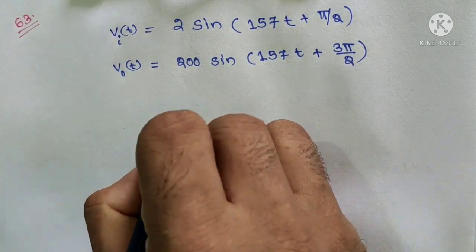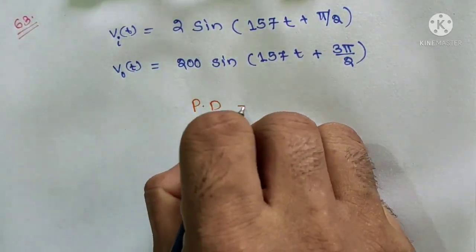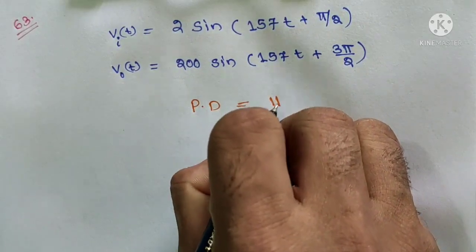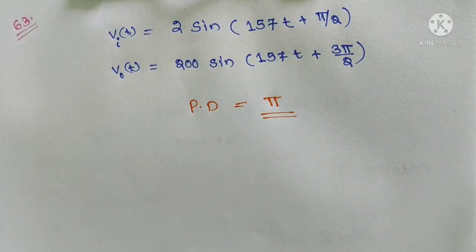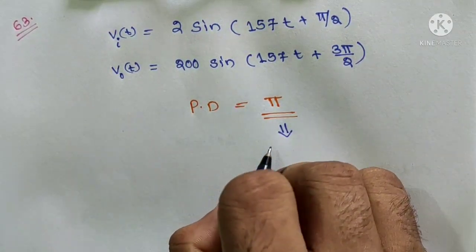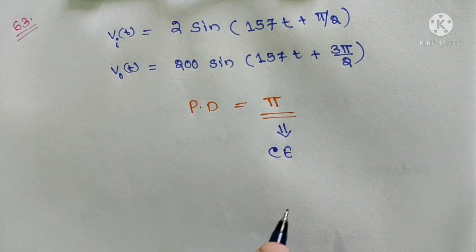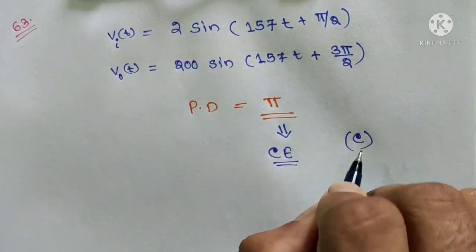So from here the phase difference between the input voltage and the output voltage is 3 pi by 2 minus pi by 2. So that is equal to pi. So the phase difference is pi. As the phase difference is pi, the transistor is connected as common emitter amplifier. So your correct option is option C.